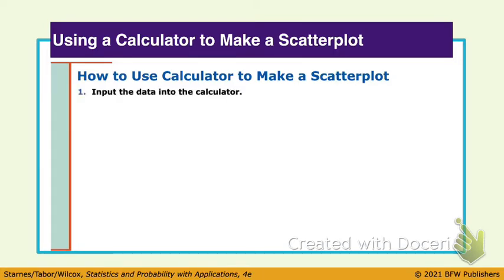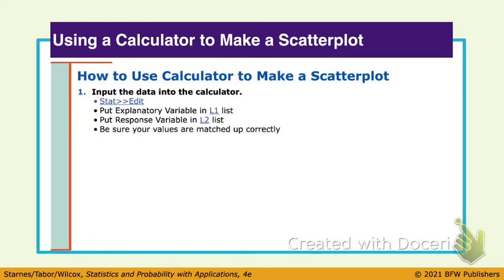Do you guys know how to put data into your calculator? Stat edit. Okay, stat edit. I would suggest you go ahead and write down the steps first, and then we'll do it. So stat edit, you're going to put your explanatory variable, that's your x-axis, the hand span, into L1. The response variable is going to go into L2. Then make sure you keep the values matched up.